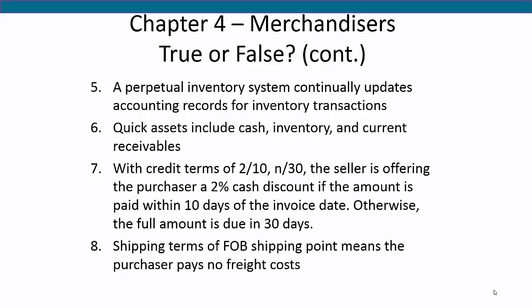Number 5, a perpetual inventory system continually updates accounting records for inventory transactions. Number 6, quick assets include cash, inventory, and current receivables. Number 7, with credit terms of 2/10, net 30, the seller is offering the purchaser a 2% cash discount if the amount is paid within 10 days of the invoice date. Otherwise, the full amount is due in 30 days. And number 8, shipping terms of FOB shipping point means the purchaser pays no freight cost. All true or false? Good luck on these.